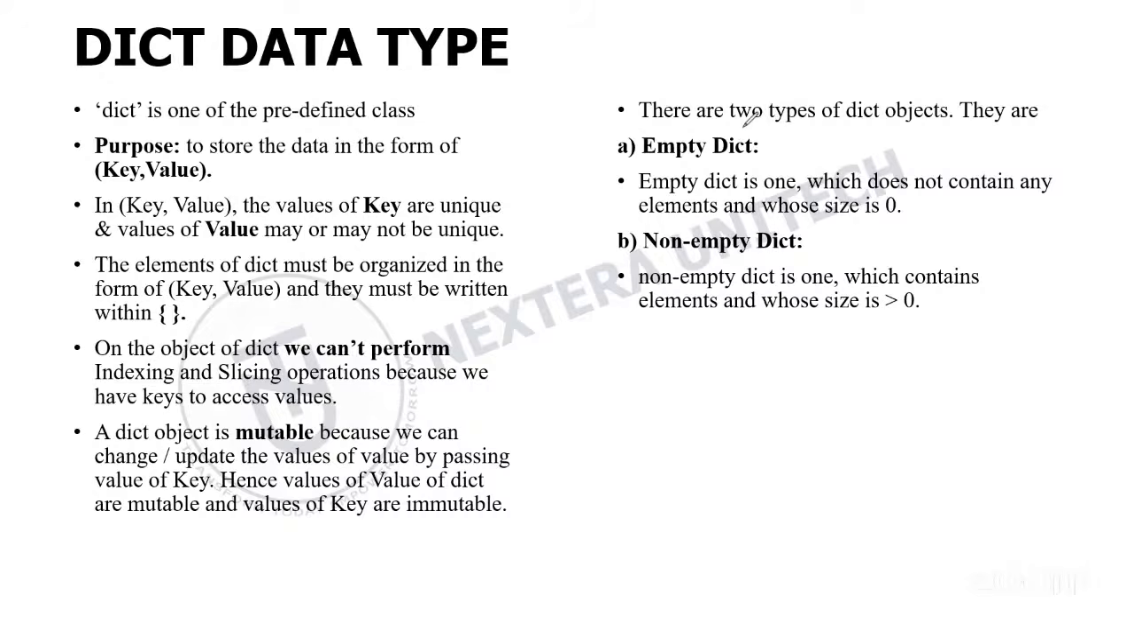And the two types of dict objects are empty dictionary and non-empty dictionary. A non-empty dictionary is one which contains elements and whose size is greater than 0. An empty dictionary is one which does not contain any element and whose size is 0. So let's move on to the coding part so we'll understand it better.